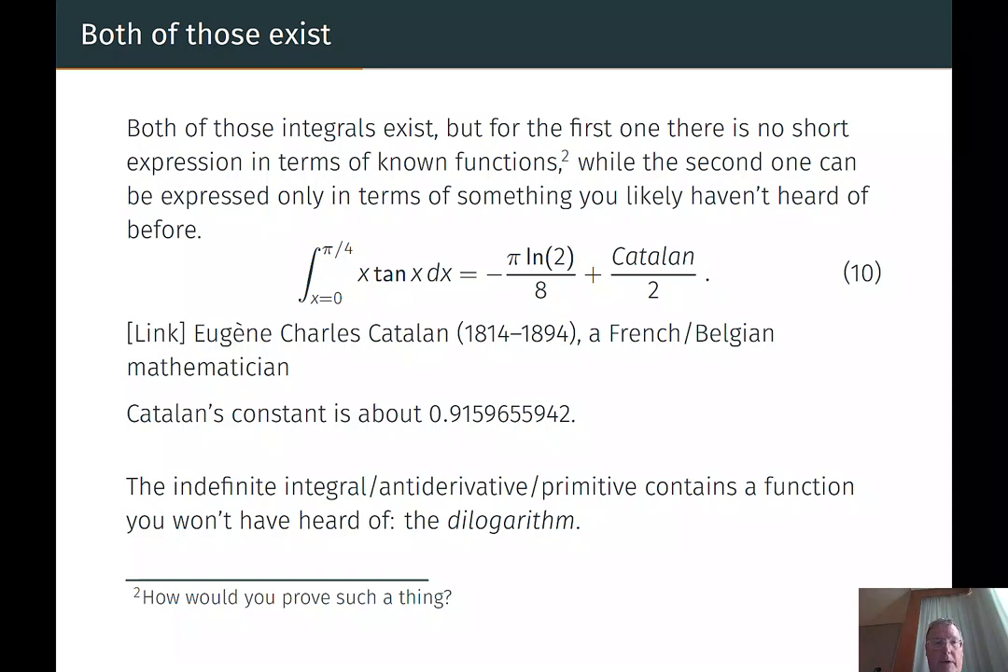Now, the indefinite integral from x equals 0 up to some indefinite limit, if you want to compute a primitive for x tan x or antiderivative for x tan x, some people just call it an integral, the only way you can do that is if you allow expressions that contain dilogarithms or their equivalent. And I'm sure that you haven't heard of a dilogarithm. It's not part of the elementary calculus course. So that's kind of strange. In the first integral, I say that you can't write any short expression in terms of known functions. And here I say, yeah, you can write one, but only if we have a new function called the dilogarithm.